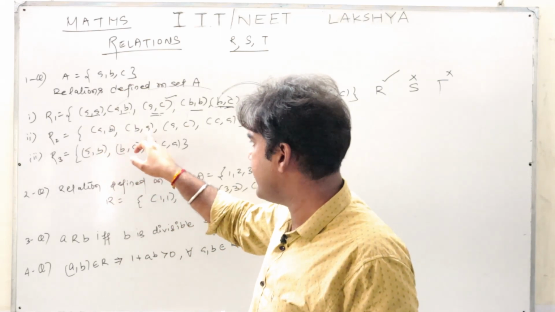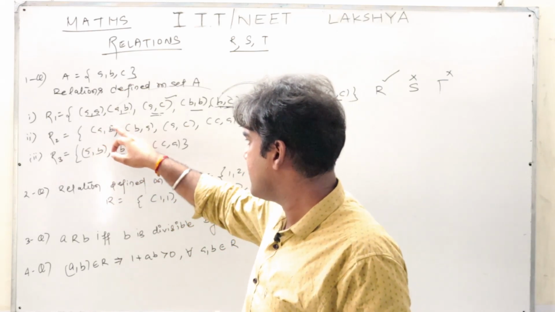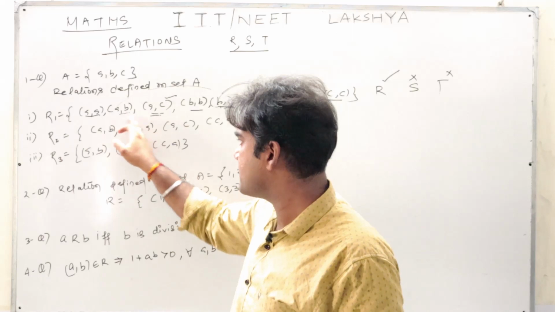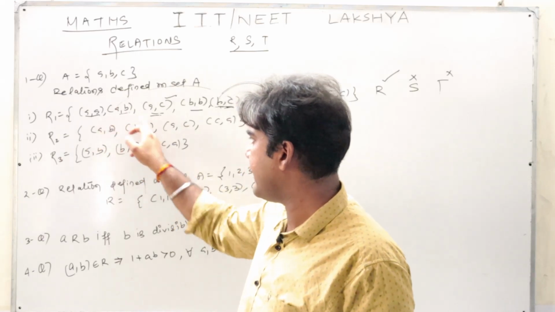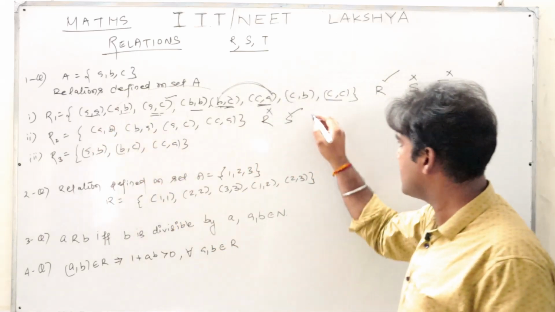Then transitive. AB, BC, AC. AB is there, BA is there. But where is AA? AA is not there. So it is not transitive.